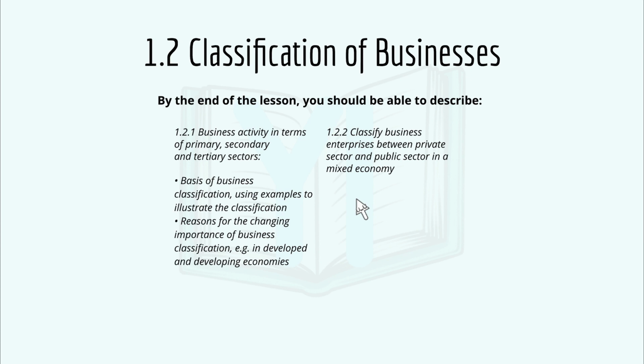Playlist. And today we have 1.2, which is a classification of businesses. And by the end of the lesson, you should be able to describe 1.2.1, which is business activities in terms of primary, secondary, and tertiary sectors. And 1.2.2, which is the classified business enterprises between private sector and public sector in the mixed economy. So check out the description for all the timestamps.